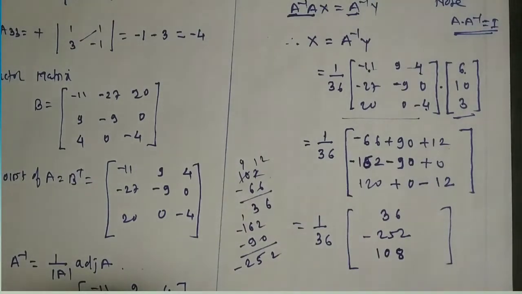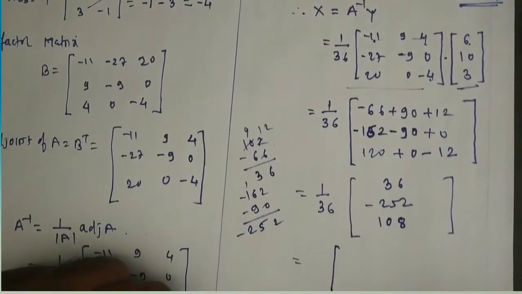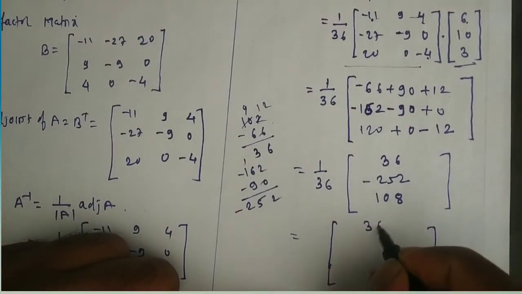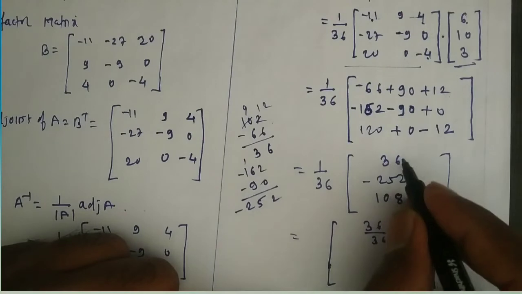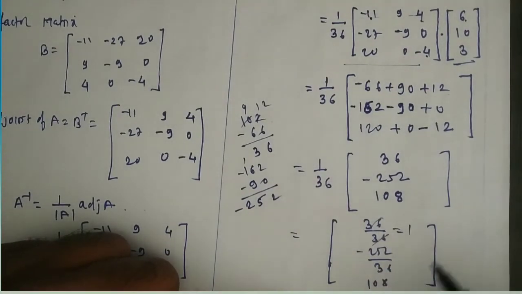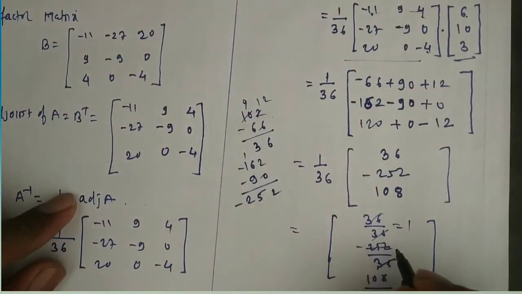Right? 108. So just divide this 1 by 36. Here we have, so just divide this by 36. So 36 divided by 36. Right? Then minus 252 divided by 36. And then 108 divided by 36. So 36 ones are 36. Here 36 ones are 36 and 36 sevens are 252.